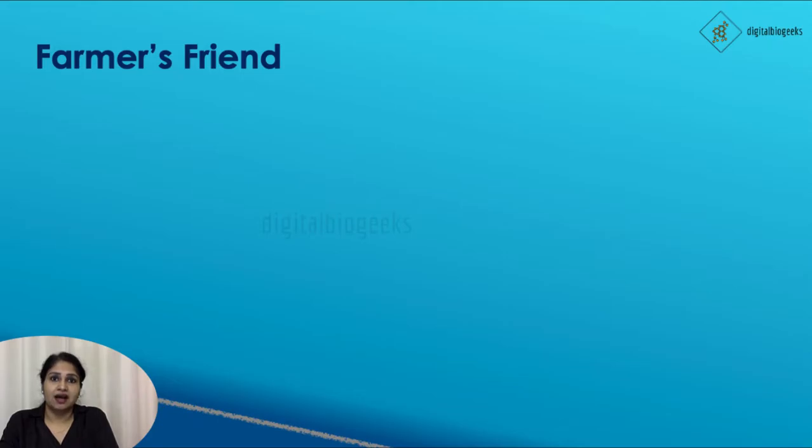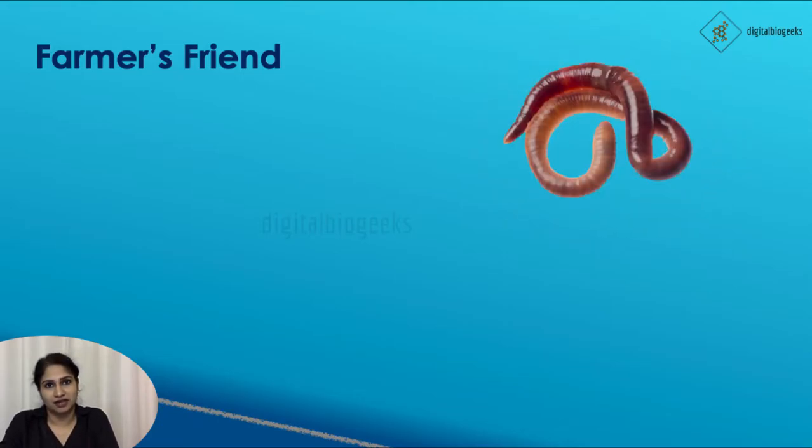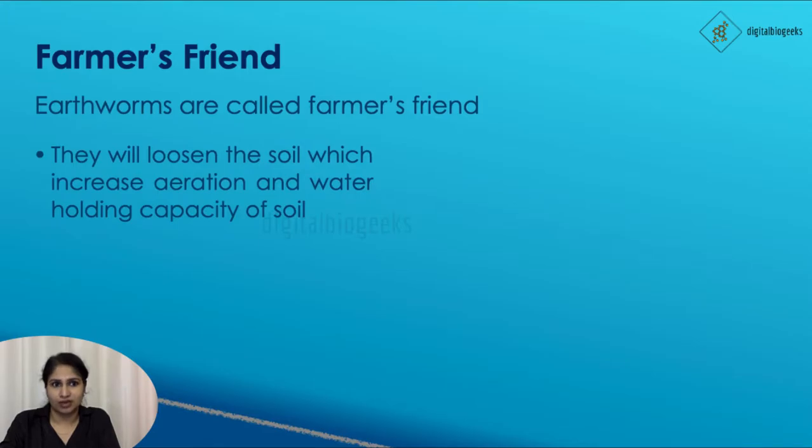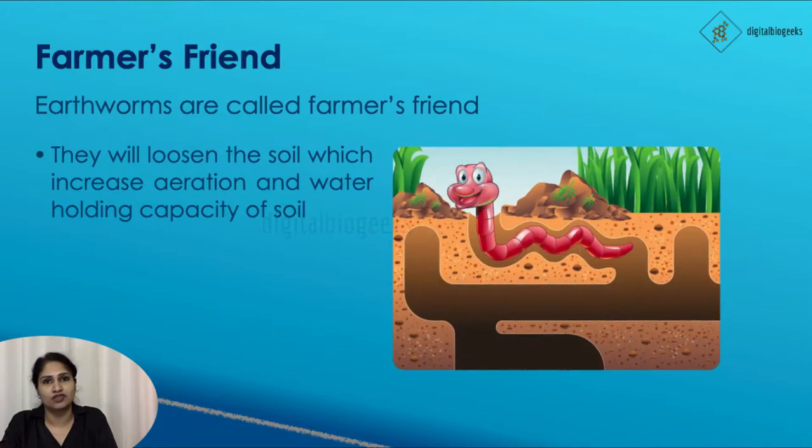Farmer's friend. Earthworms are farmer's friends. They are also known as natural ploughs. These earthworms help to loosen the soil, and it will increase the aeration and water holding capacity of the soil. Here you can see when this earthworm moves, it will loosen the soil and gaps will be there. Due to these gaps, the aeration will increase and also the water will reach the roots of these plants easily.